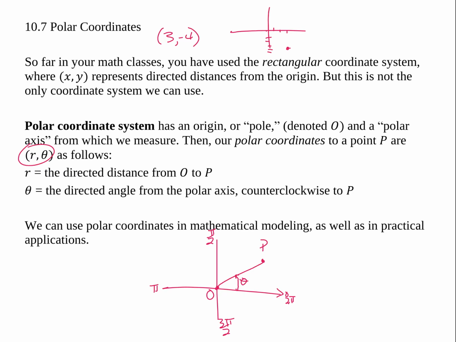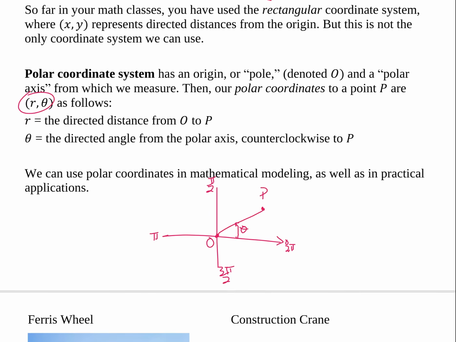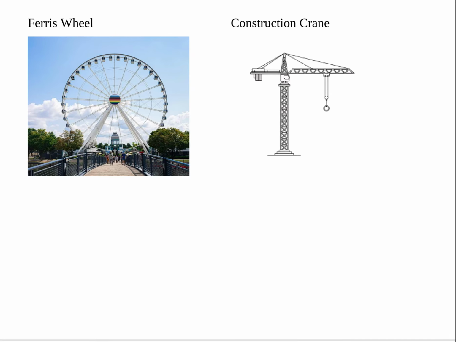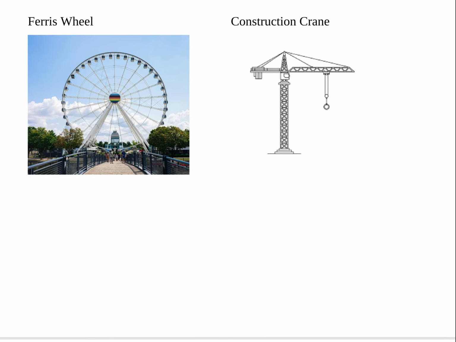So I'm going to give you a couple of examples of a practical application of polar coordinates so that we have an idea of why. A Ferris wheel and a construction crane. Most of you have probably seen a Ferris wheel before. This center of the circle right here would be the pole or the origin. And then we would have the x-axis directed this way, so that is our polar axis. Now this thing is going to rotate this way so that we end up generating a positive angle theta, okay?